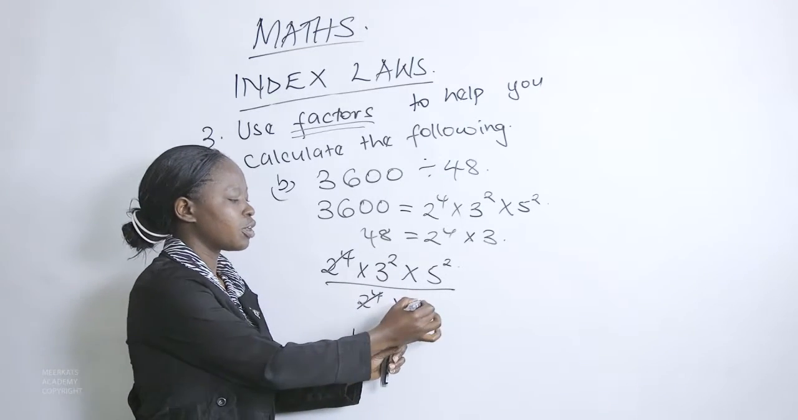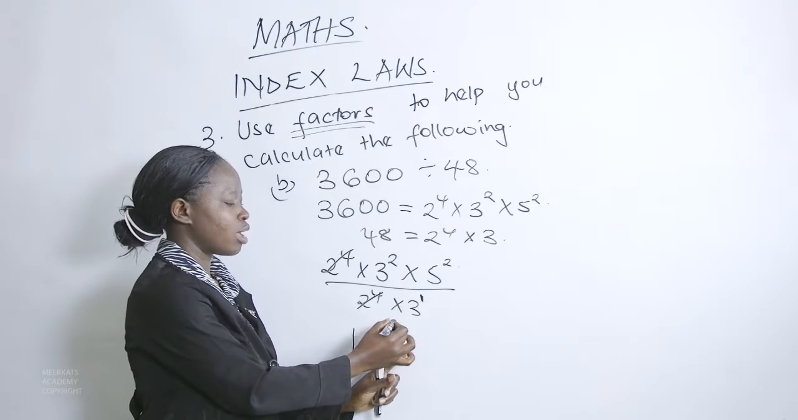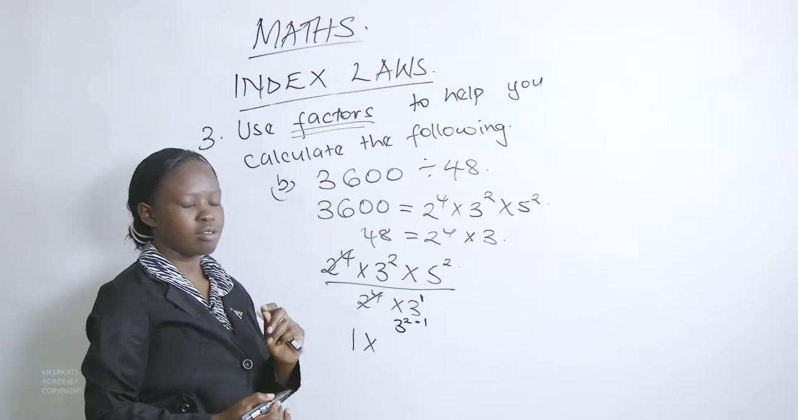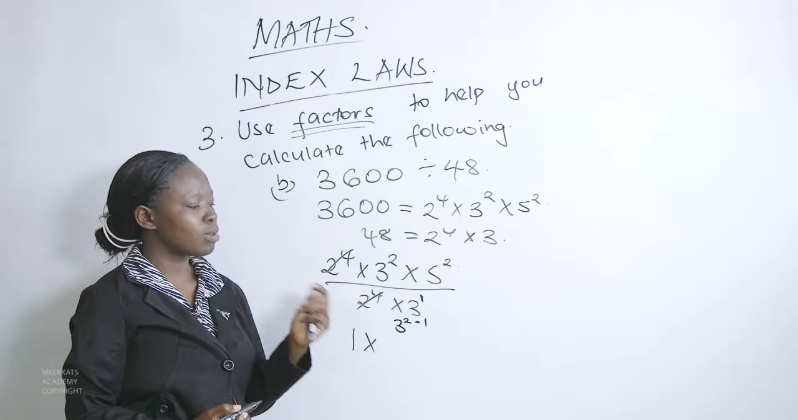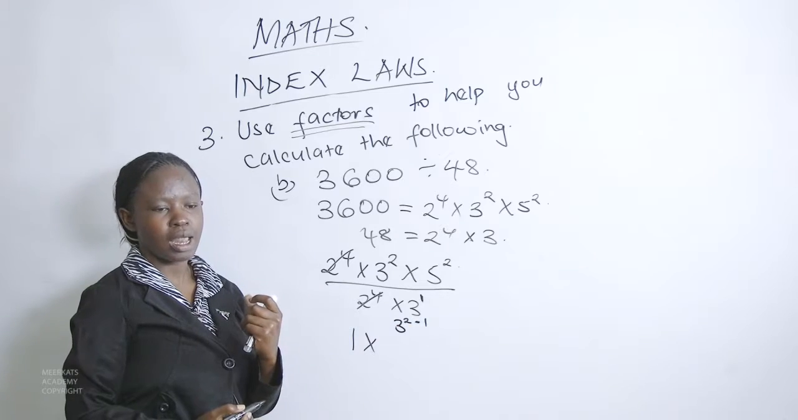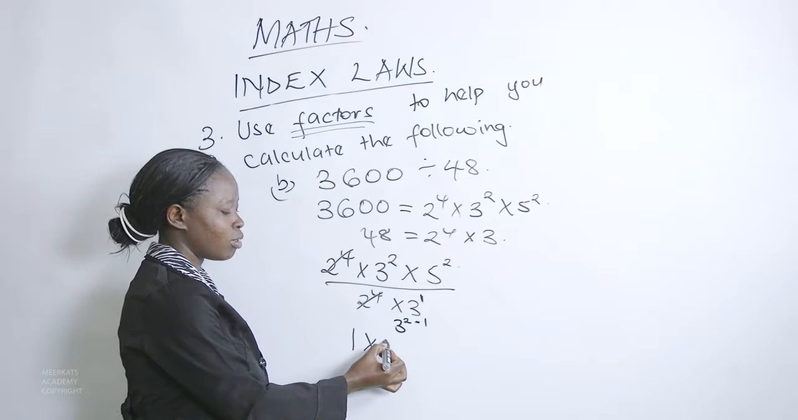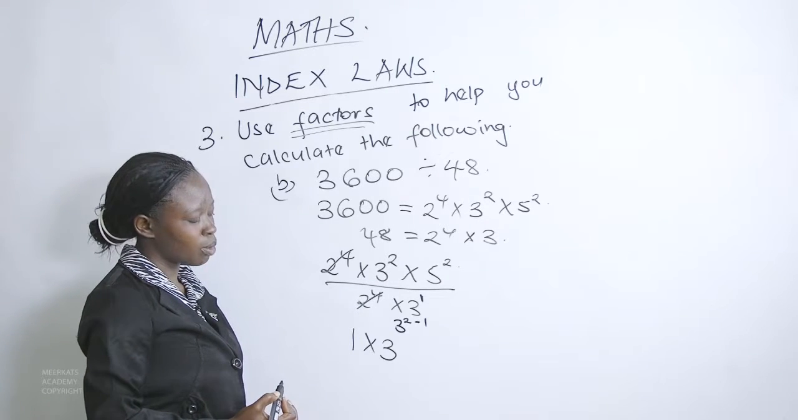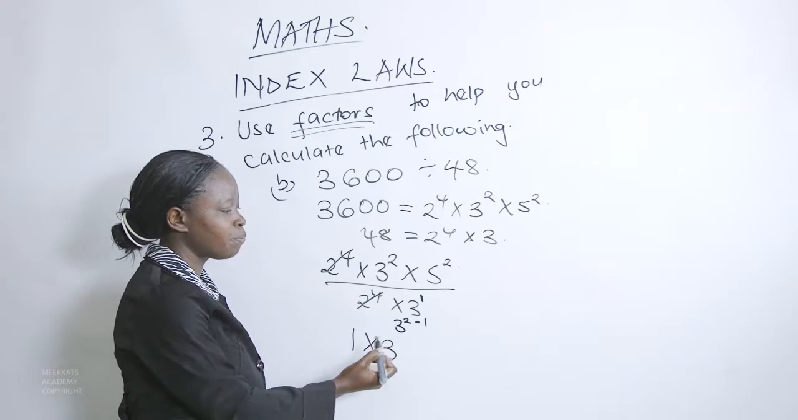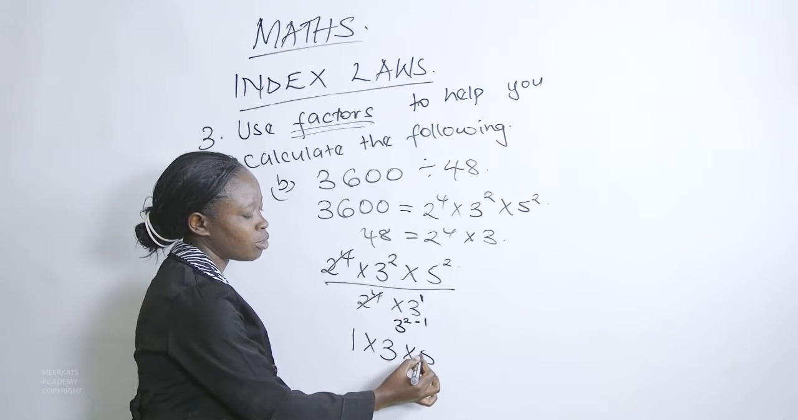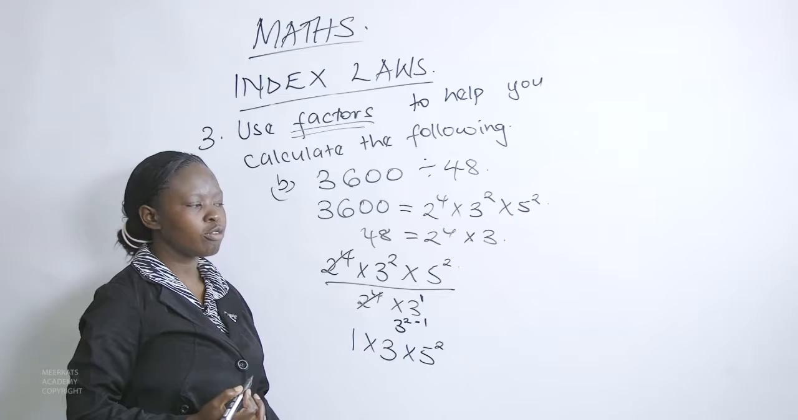3 is simply 3 to the power of 1. So I have 3 to the power of 2 minus 1 because it is division. Division, the same base, we subtract the powers. So this will mean 2 minus 1. I'll be left with 1. So it means times 3 to the power of 1. And any number to the power of 1 is simply that number. Then times 5 has not been simplified anywhere. So it means I'm left with 5 to the power of 2.